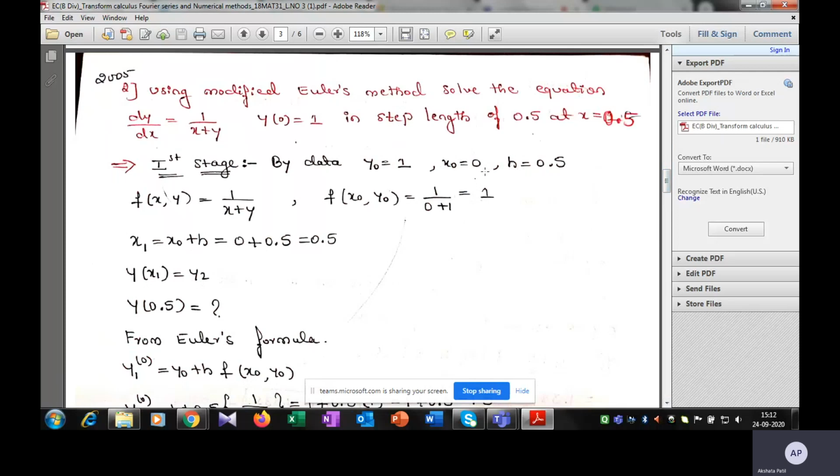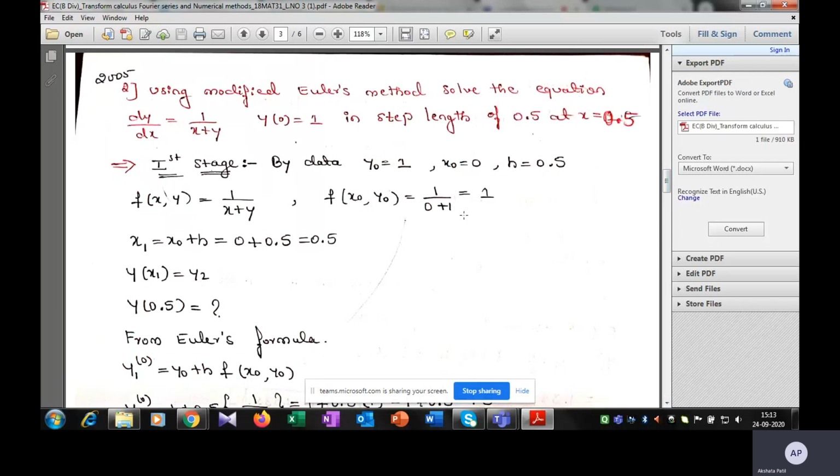Okay, now in the solution here, x naught is 0, y naught is 1, and h is 0.5. Okay, now first let us calculate f of x naught comma y naught. So f of x comma y is what? The given differential equation, that is 1 divided by x plus y. Okay, f of x naught comma y naught means x is considered as x0, y is considered as y0 in this given differential equation. So you will get 1 divided by x0 means 0 plus y0 is 1. So 1 divided by 0 plus 1 is 1 only. So the function of x0 comma y0 value is 1.